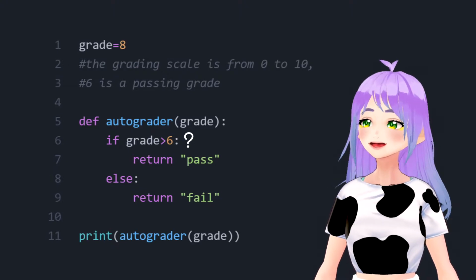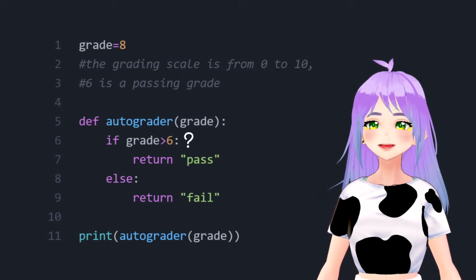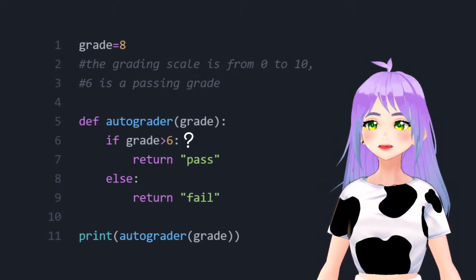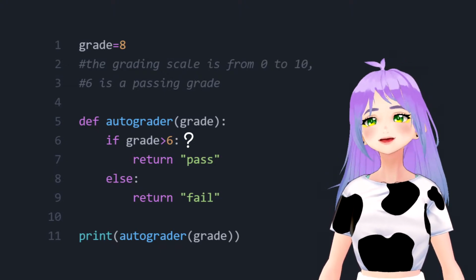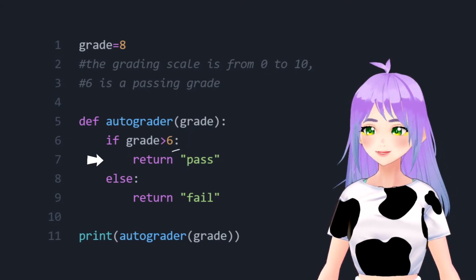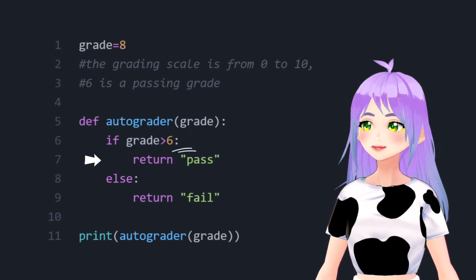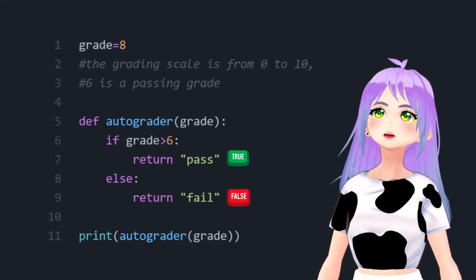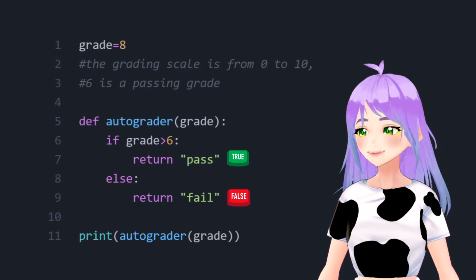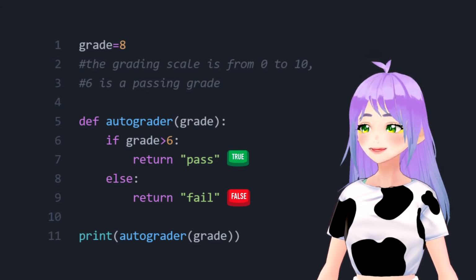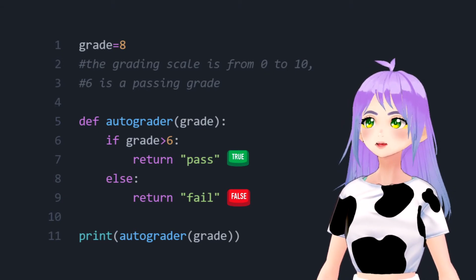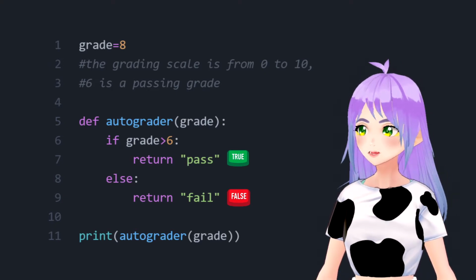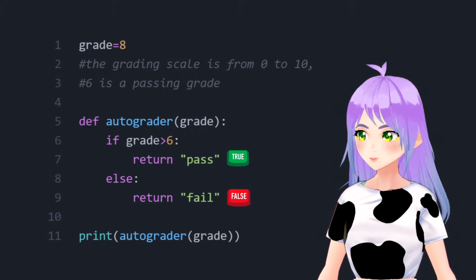When using the if statement, we compare two values and ask Python whether the statement is true or false. In this example, we ask Python if the grade is larger than 6. Also, don't forget that after a colon, an indentation always follows. If the answer to our question is yes, we tell it to return the string pass and ignore the rest of the code. Else, it goes straight to return the string fail.